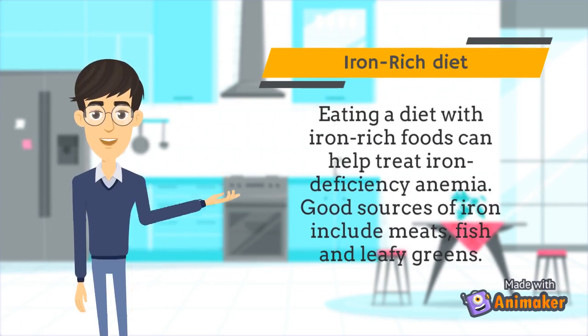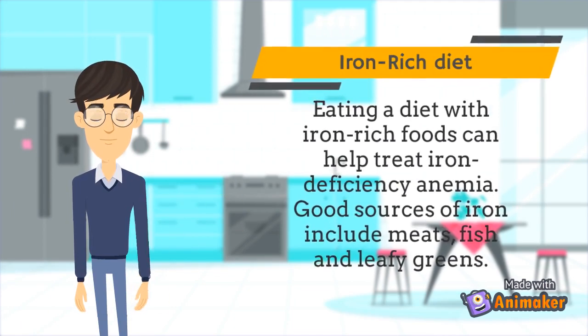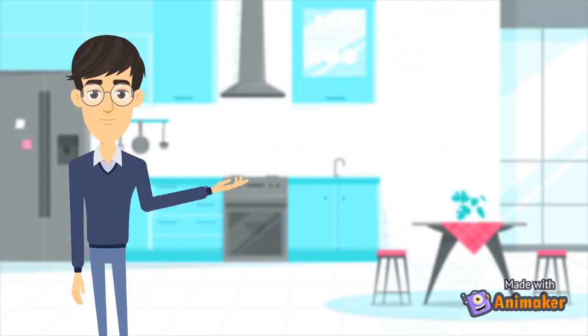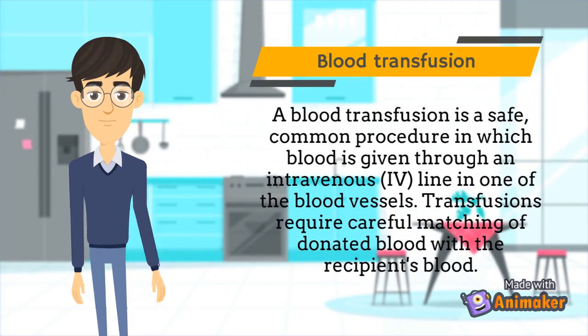Eating a diet with iron-rich foods can help treat iron deficiency anemia. Good sources of iron include meats, fish and leafy greens. Iron supplements can also be taken over several months to increase iron levels in the blood.